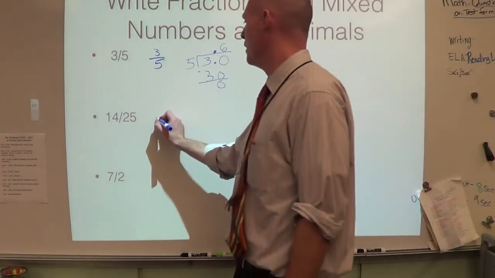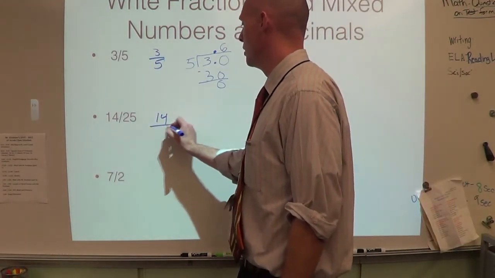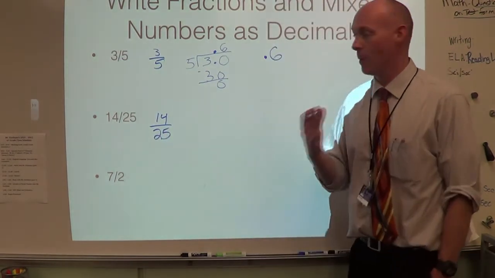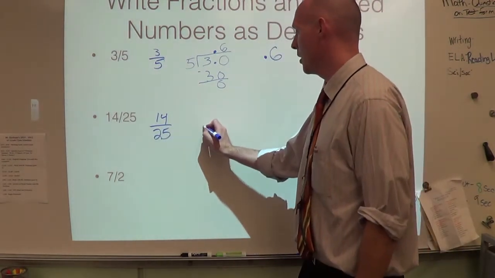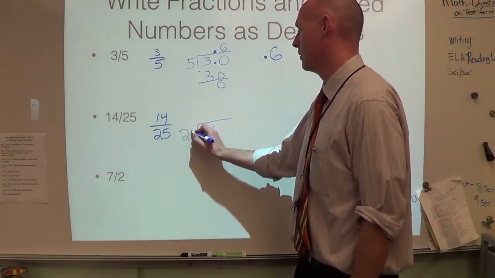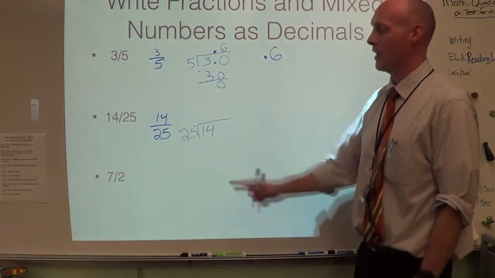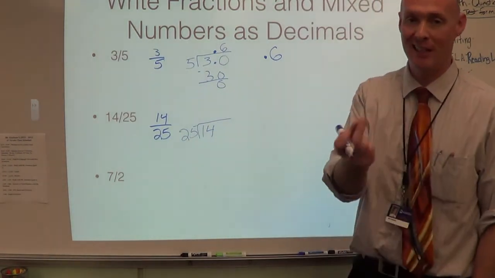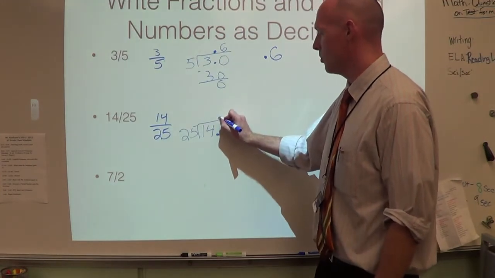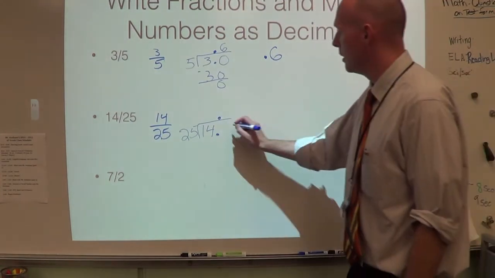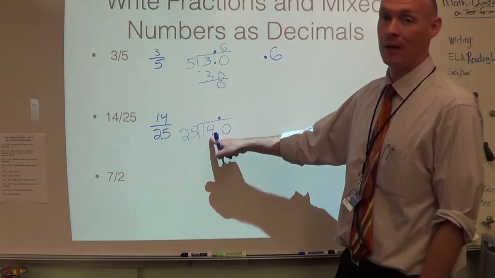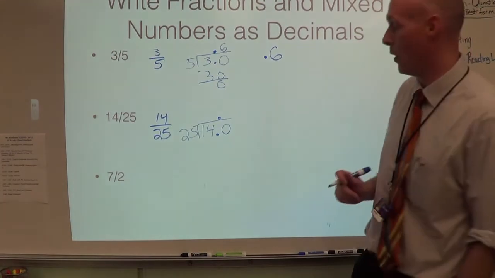Let's try another one. So here I have 14/25. And again, we're going to do just what we did before. The numerator is going to go on the inside. Denominator's on the outside. And you're probably looking saying, wow, 25 can't go into 14, not evenly. So we're going to put a decimal. And wherever you put your decimal, immediately bring it right up. Perfect. So now, 25 can't go into 1, it can't go into 14, but it can go into 140.